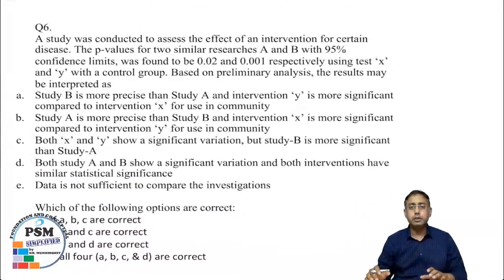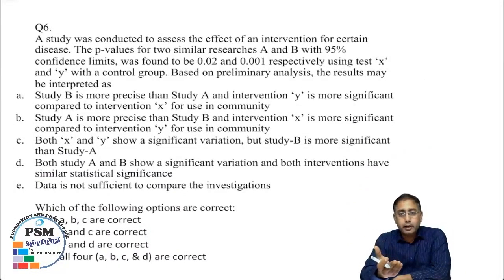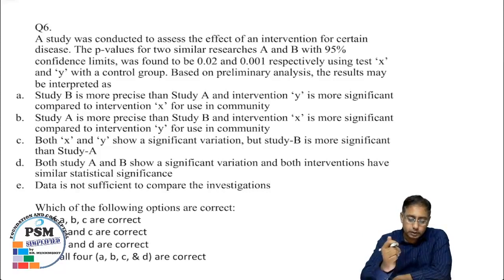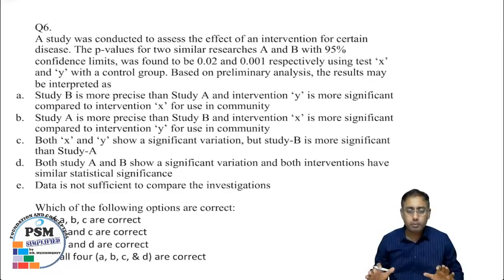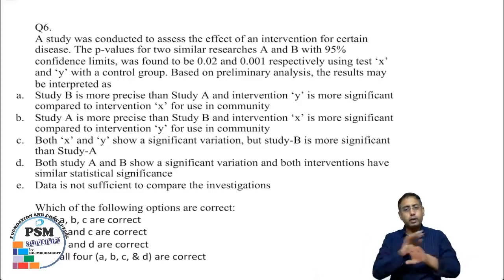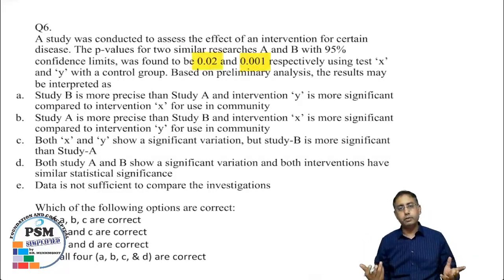Question number 6. Now this question is a pretty important question. I think the maximum requests that I got on social media were for this question, on how to approach it. It was a very easy question. See, just relax, think for a moment. The study was conducted to assess the effect of an intervention for a certain disease. The p-values for two similar researchers, A and B, with 95% confidence interval were found to be 0.02 and 0.01. That's the end of the MCQ. Everything is being told by these two p-values.